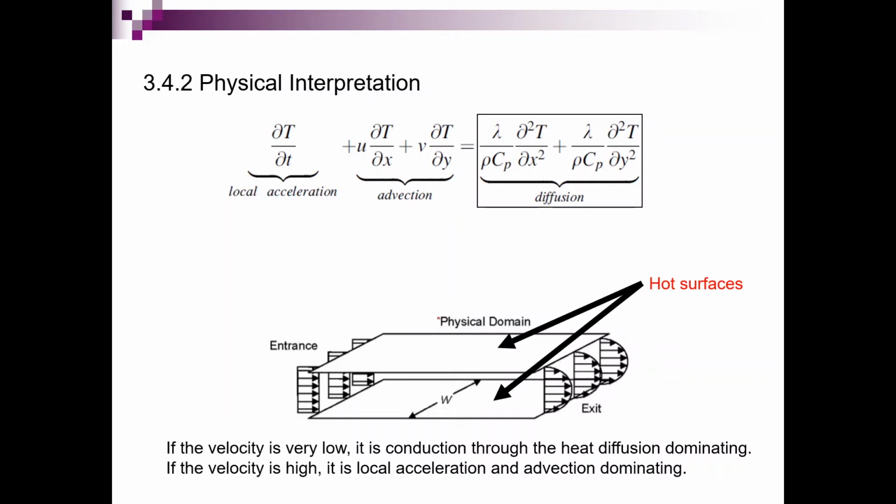If the velocity of the fluid is very low, it is what we call conduction, or heat diffusion dominating. How the temperature travels in the fluid is similar to what happens in a solid. It's as if the temperature is conducted into the fluid, where the temperature in the fluid will be saturated very early, very close to the inlet. That is what happens if the flow is very slow.